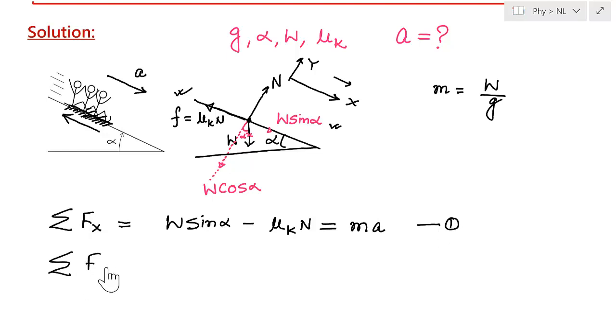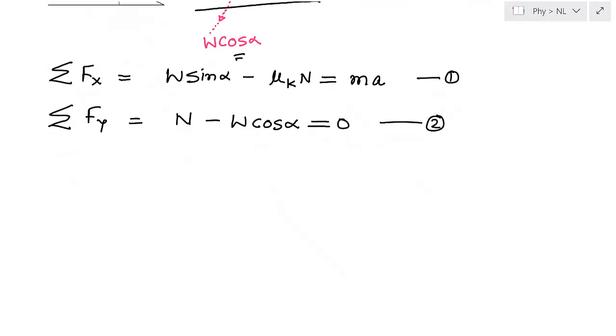Similarly, we can write the equation of motion in the y direction. In the y direction, we have one force, the normal reaction N, and W cos alpha is negative because this is acting in the opposite direction. And since there is no acceleration, this is equal to 0. So this is my equation 2. Now from equation 2, I can calculate the N value and plug it into equation 1.